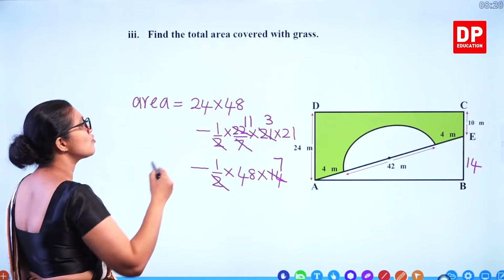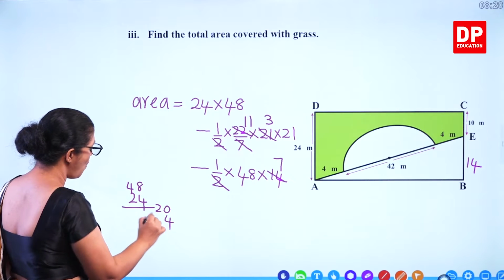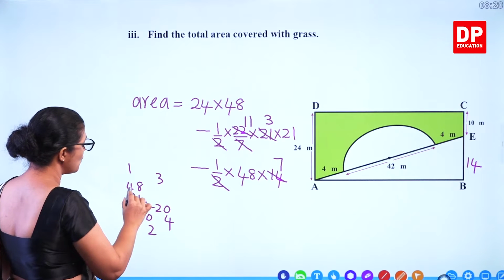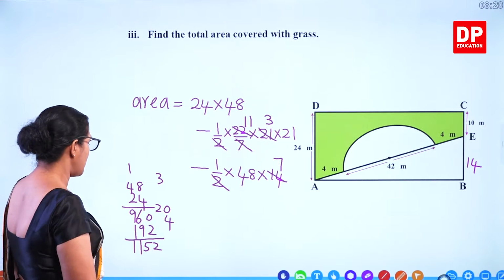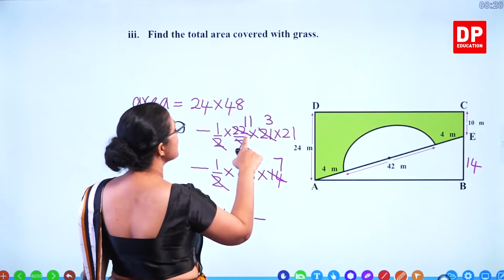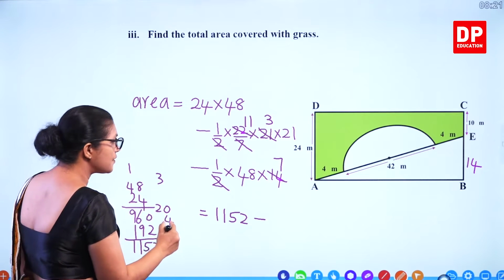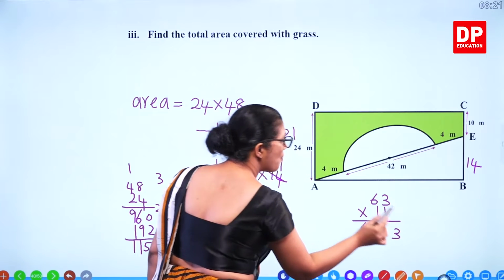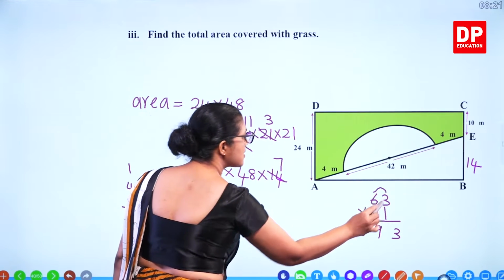And now we'll simplify. What's 24 times 48? You have to multiply and get the answer. 20 and 4, 16. 2 times 4, 8 plus 1, 9. 4 times 8, 32. 4 times 4, 16 plus 3, 19. 1152 minus, what's this answer? 21 times 3, 63. 63 times 11. What's the easiest way to multiply by 11? You write down the two numbers separately, first and the last, and then you add it. 6 plus 3, 9. So that's 693.